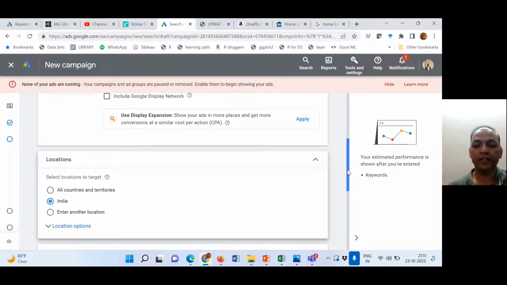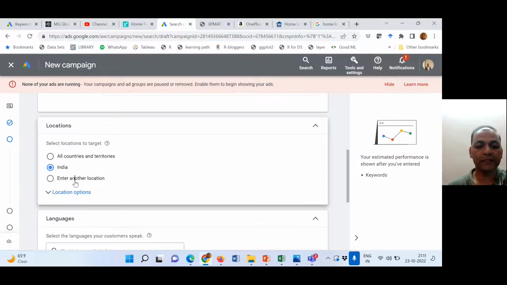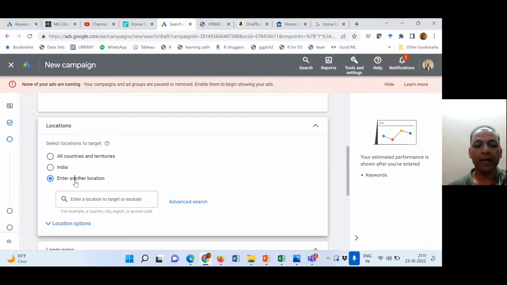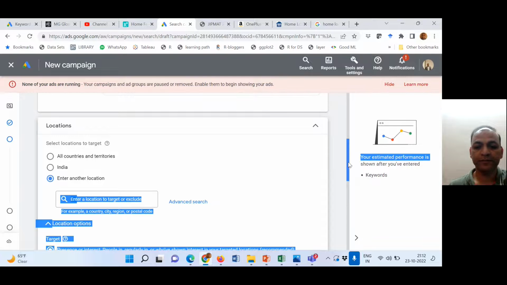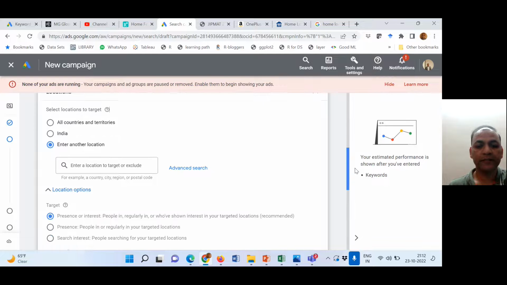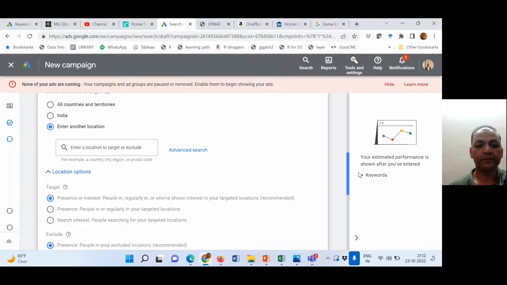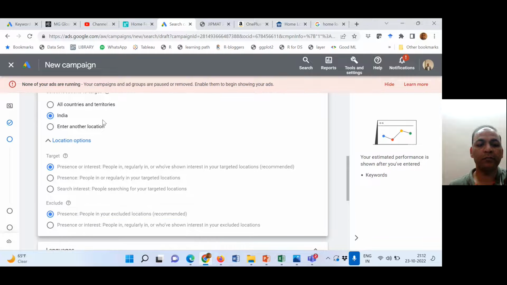Now you can select cities, add inclusion and exclusion criteria in the search ad, right? Or you can also add cities. You can add advanced options. You can add postal codes, city codes. But here we are going to run a Pan India campaign. Therefore, we will choose India.